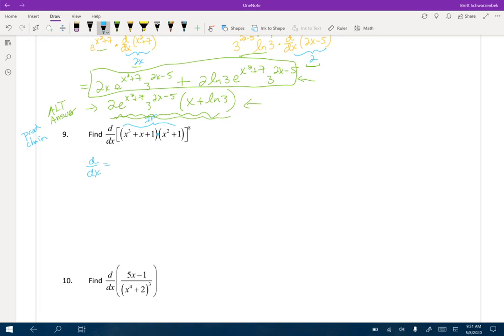Well, don't get thrown off by what's inside here. This could be overwhelming just to look at, but don't get thrown off. Pretend it's like 3x plus 1 or something. What would you do from that standpoint? You would take the 8, the outer function, move it to the front, you would still get x cubed plus x plus 1 times x squared plus 1, the inner function coming along for the ride, this entire thing coming along, and you would subtract 1 from the exponent. Then you would multiply by the derivative of x cubed plus x plus 1 times x squared plus 1.